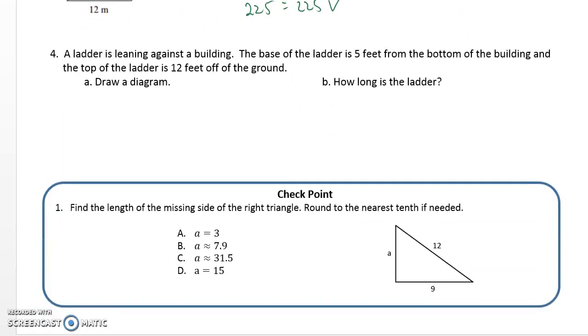This time we'll do a word problem. Let's draw a picture. It says a ladder is leaning against the building. Here's my building, and here's my ladder. Let's go ahead and finish it up. This is a right triangle. And so it says the base of the ladder is 5 feet from the building. So this length is 5.